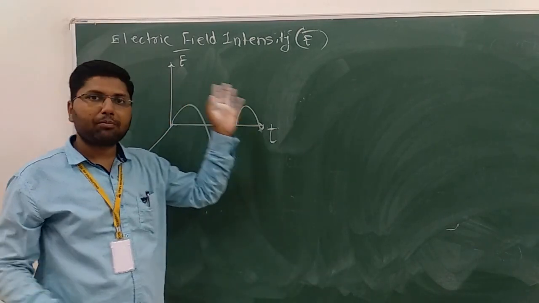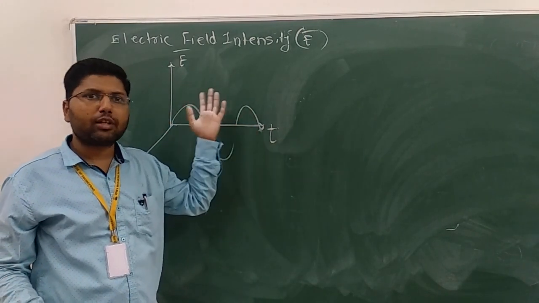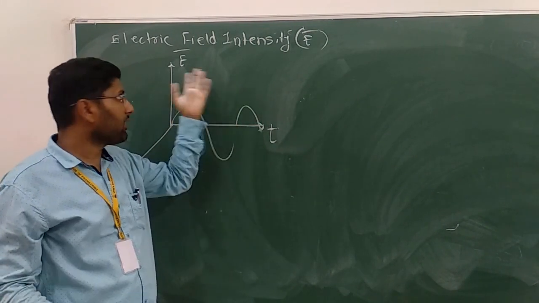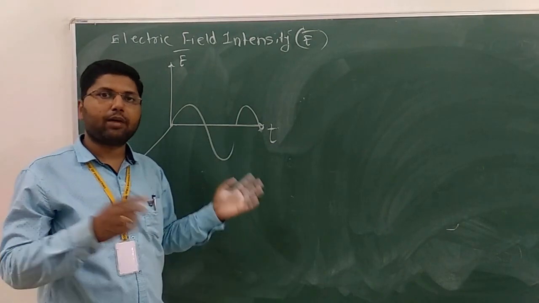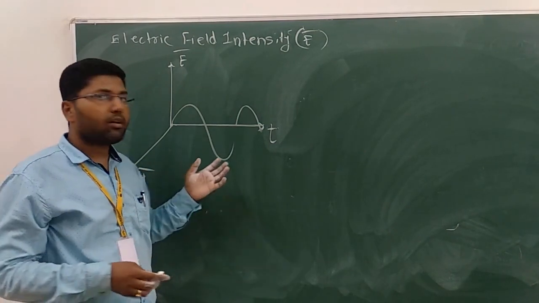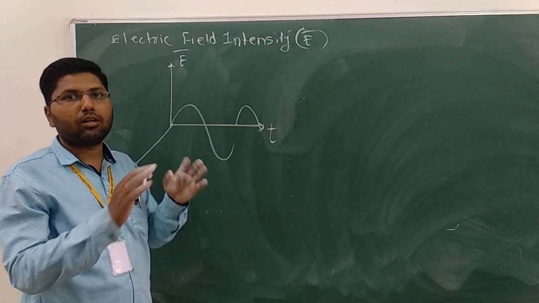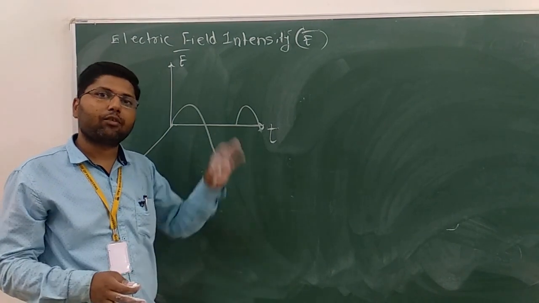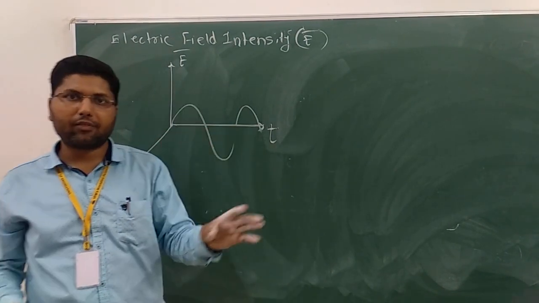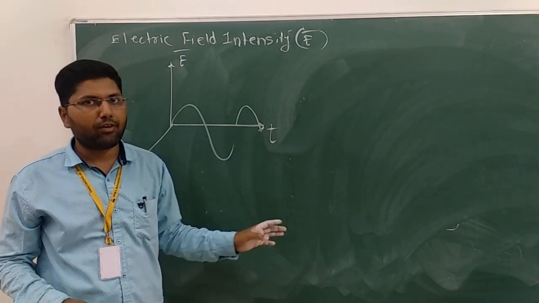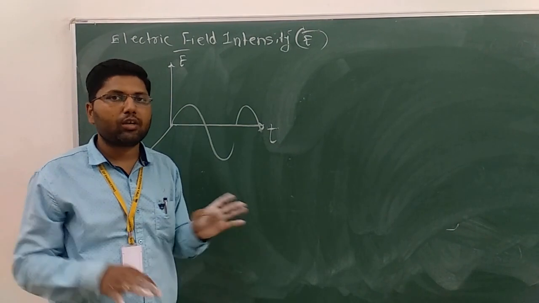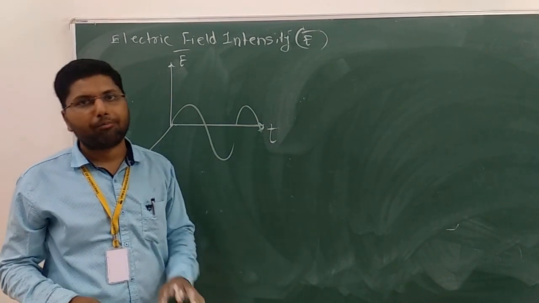E bar is explained by Coulomb, then Gauss. That E bar is explained by those scientists, and H bar is explained by Ampere, Weber, Faraday. But the combination of both is given by Maxwell. That you have to study after you understand electric field and magnetic field in depth. At that time you will understand the Maxwell equation. Maxwell equation is just a revision of electric field and magnetic field.